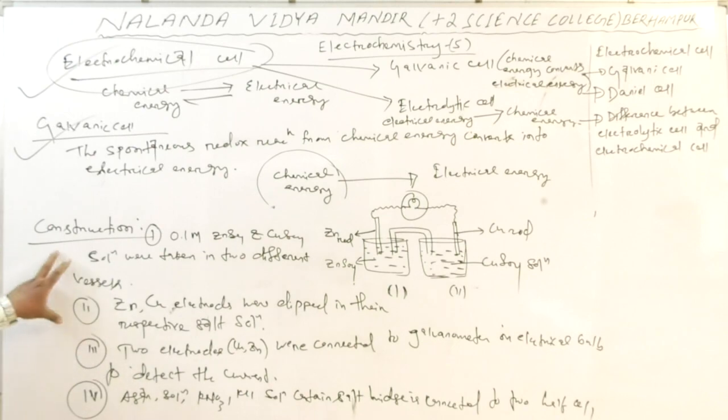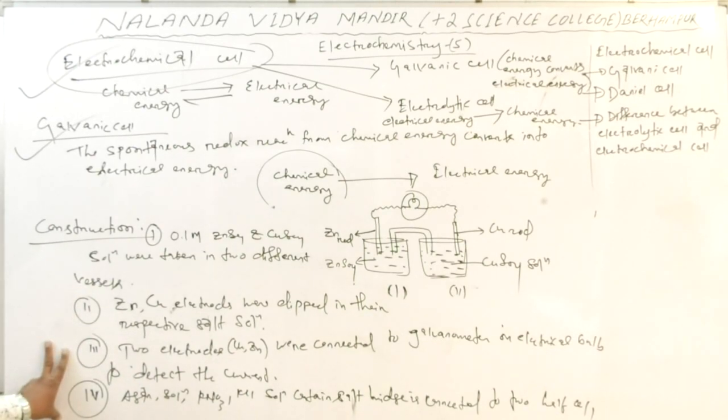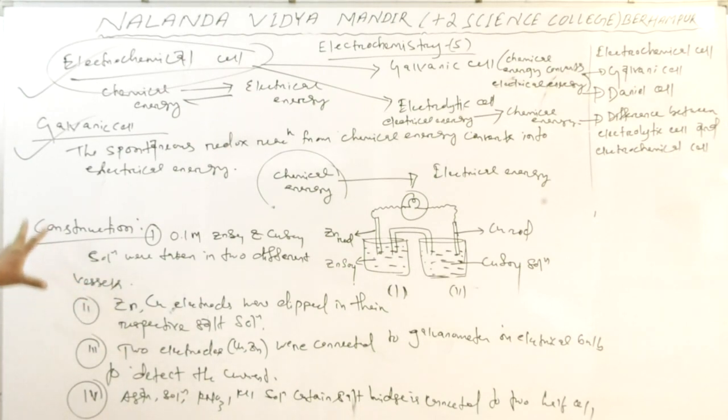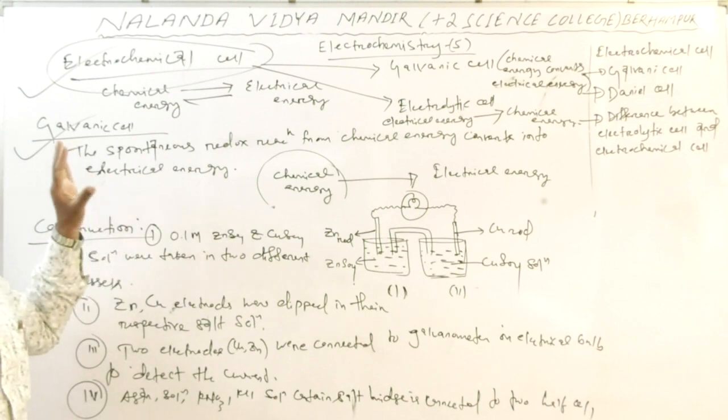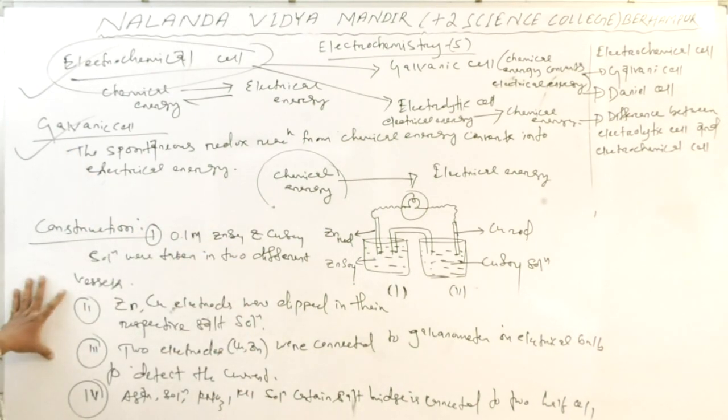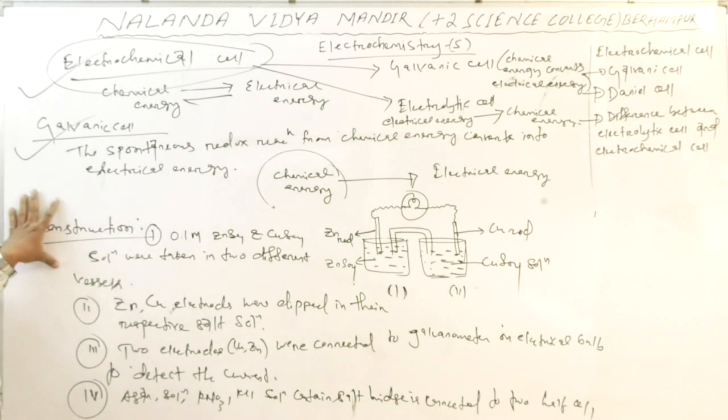So these are the four important points which we need to write in construction. Most of the time these questions are often asked in the board exam. For a long question it carries 7 marks, and in the construction part we need to write these four important points.